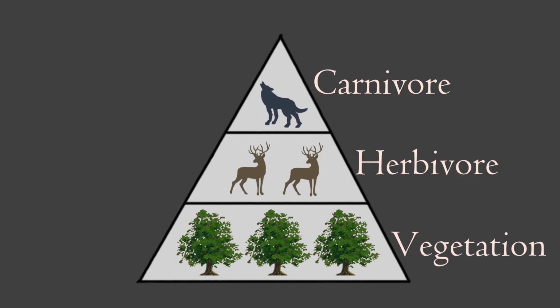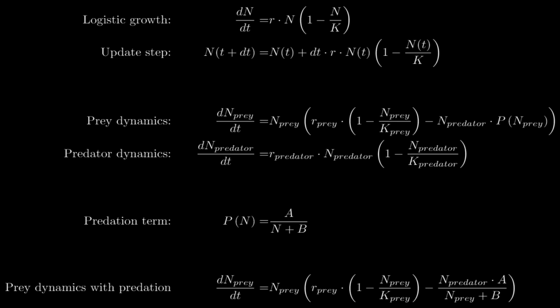The two categories, herbivore and carnivore, also often called prey and predator, can be simulated using similar equations as for the vegetation, namely logistic growth functions. The derivative of a standard logistic growth function looks something like this: n being the population, r a growth parameter, k a carry capacity, and dt a time step used in the computations.